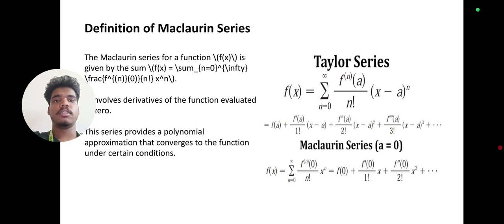Next, the definition of Maclaurin series. The Maclaurin series for a function f of x is given by the sum from n equal to 0 to infinity, which involves derivatives of the function evaluated at 0. The series provides a polynomial approximation that converges to the function under certain conditions.